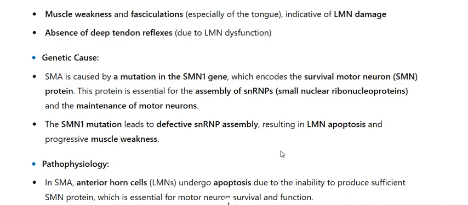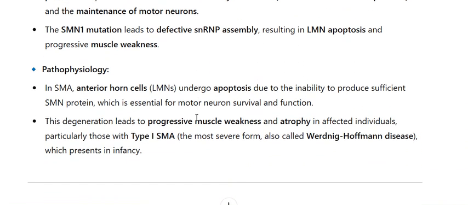Pathophysiology: in SMA, anterior horn cells, LMNs, undergo apoptosis due to the inability to produce sufficient SMN protein, which is essential for motor neuron survival and function. This degeneration leads to progressive muscle weakness and atrophy in affected individuals, particularly those with type 1 SMA, the most severe form, also called Werdnig-Hoffmann disease, which presents in infancy.